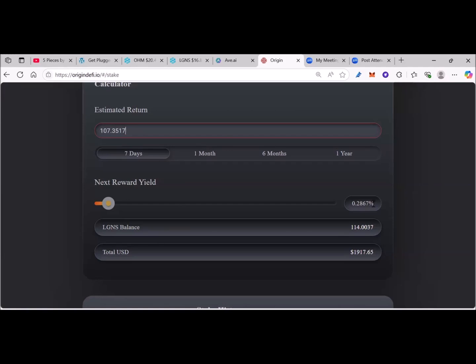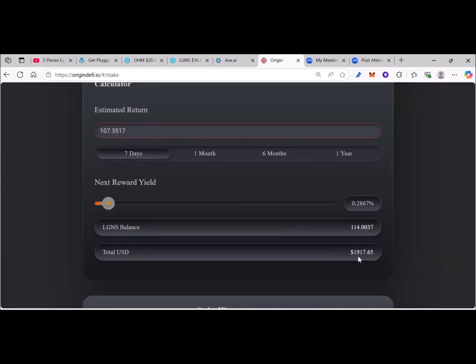But because of the compound interest, in 7 days, at the current value of the coin, this would grow to 114 LGNS and the value of $1,917. So a nice little profit there, over $100 in just 1 week. All right, how much did they put in? About 1805. So now, without this person ever doing anything, they don't have to log in every day.